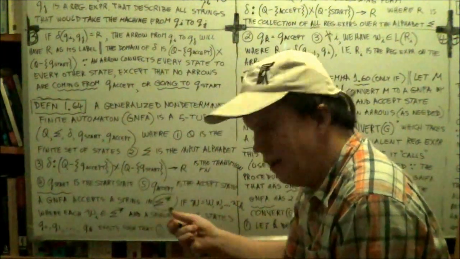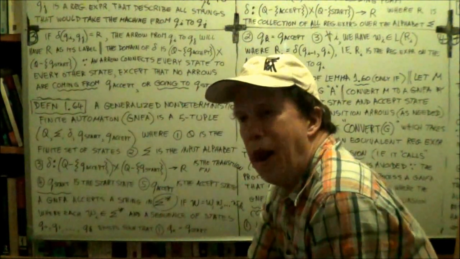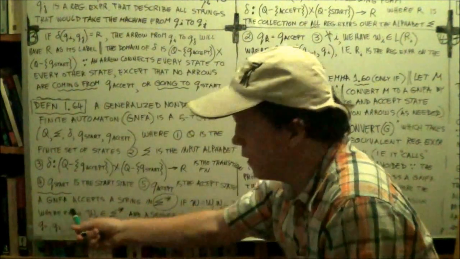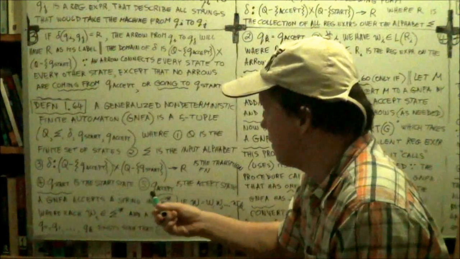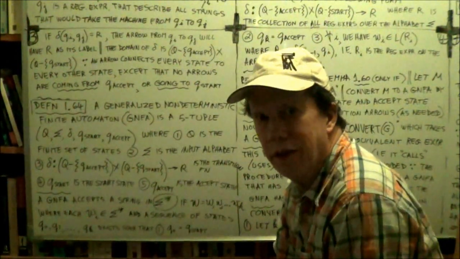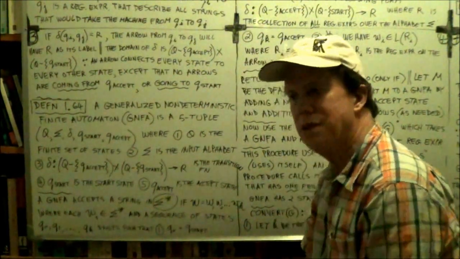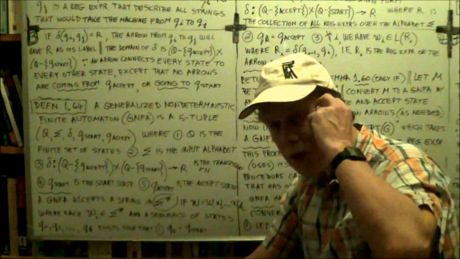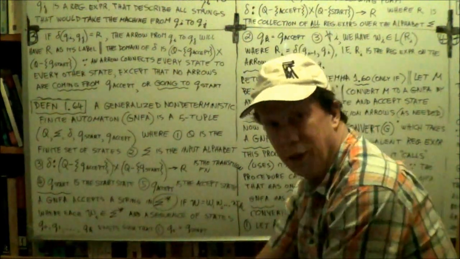So when you've read your last symbol or your last substring, if the state that your GNFA is in is the accept state, then that GNFA accepts the string. Okay, so it's pretty similar in concept. Accept and reject as with the finite automata that we've done before.